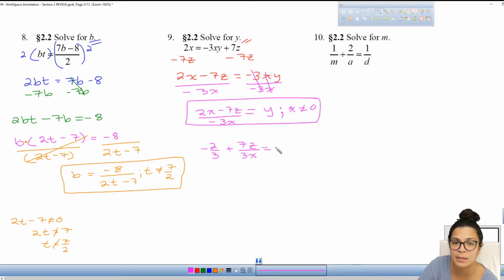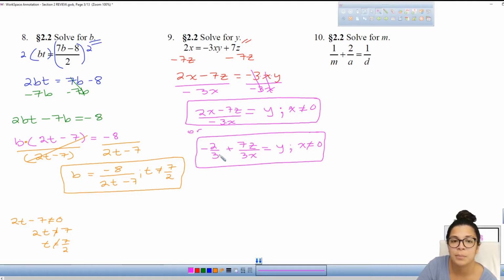So you could write it like this instead. Both of these are equivalent. Of course, you would still need to include that x cannot equal 0, but you could write it either way. You could either write it as one fraction altogether, or distribute the division and write it separately.